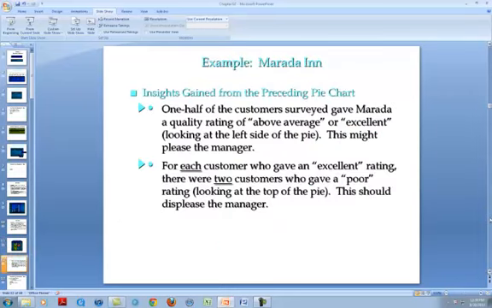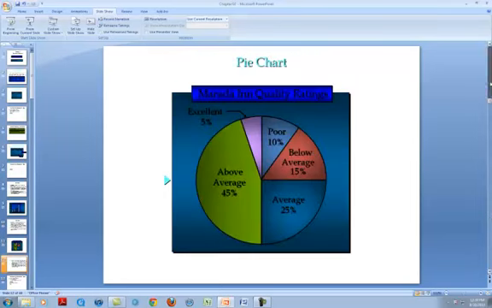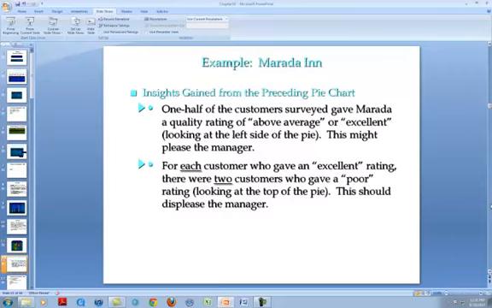What are the insights we gained from the preceding pie chart? Half of the customers said that Marada accommodations were above average or excellent. We can see that, for instance. Let me go back. This is the left side. Above average, 45%. Excellent, 5%. They add up to 50%. So as you can see, half of the pie is accounted for by people who rated accommodations as above average or excellent. Now the nice thing here is that graphically you can already see how satisfied customers were, or their degree of satisfaction. Here's another insight we can get.